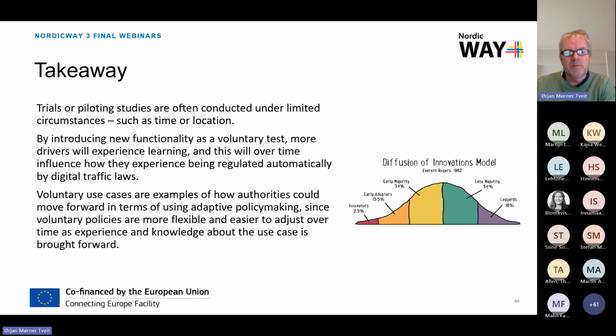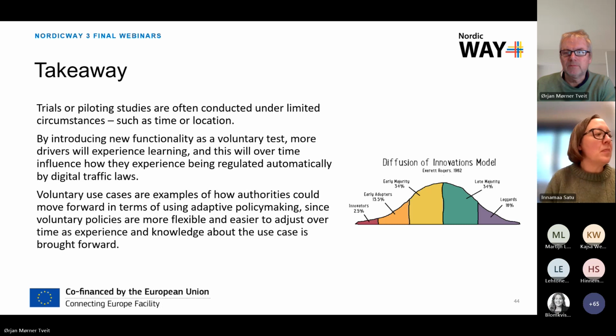Voluntary use cases are examples of how authorities could move forward in terms of using adaptive policy making, since voluntary policies are more flexible and easier to adjust over time as experience and knowledge about use cases is brought forward. And that was the final slide. And any questions? Thank you very much.